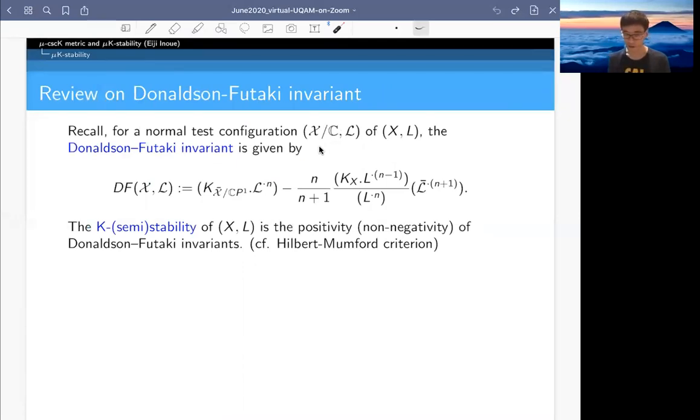Recall that a normal test configuration is a family of polarized schemes over C, which is a C-star equivariant family, whose general fiber over C-star is isomorphic to X cross C-star. The Donaldson-Futaki invariant of a test configuration is defined by this intersection formula, where K is a canonical divisor and X bar is the canonical compactification of this test configuration, where we compactify it as X cross C and glue with this.